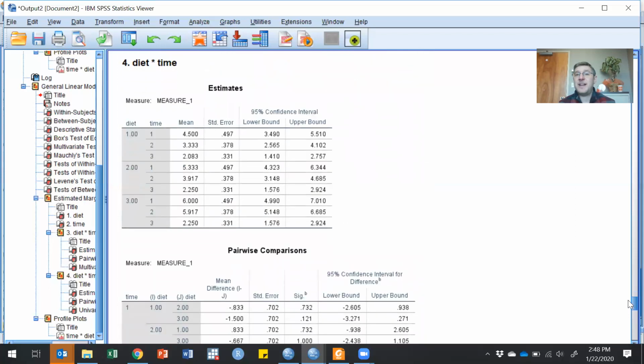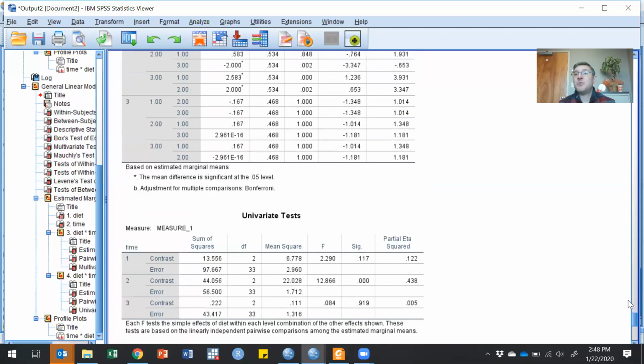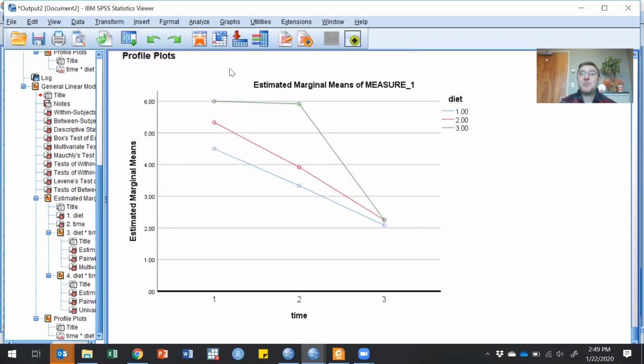Here is the simple effects analysis for the between subject factor. Here what we're doing is running separate one-way ANOVAs for each time period. So we're looking just at time period 1 and how the 3 diets compare, looking at just time period 2, how do the 3 diets compare, and looking at just time period 3, how do the 3 diets compare? So in this analysis, we're comparing these means here at time 1, selecting time 2 and comparing these 3 means, and looking at time 3 and comparing those 3 means.